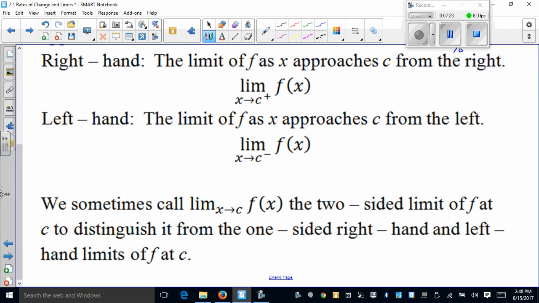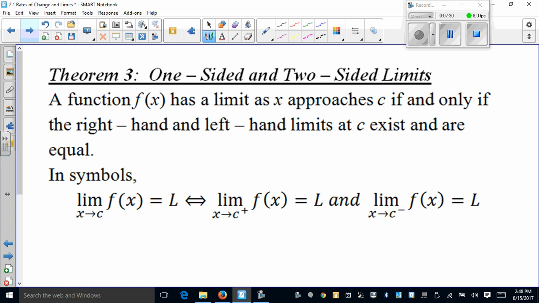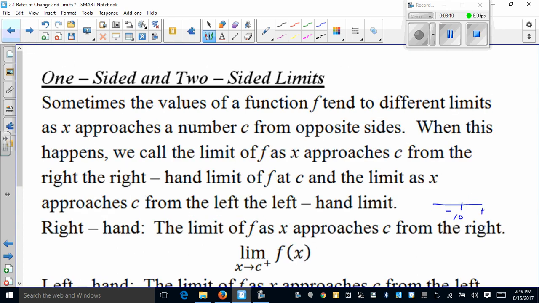Okay, so theorem 3, one-sided and two-sided limits. A function f of x has a limit as x approaches c if and only if the right-hand and left-hand limits at c exist and are equal. So the limit as x approaches c of f of x equals L, this is a symbol for if and only if, the limit as x approaches c from the right of f of x is equal to L, and the limit of f of x as x approaches c from the left equals L. Anyways, your left-hand limit equals your right-hand limit means the limit exists. So I can go back to this problem going, the left-hand limit does not equal the right-hand limit, therefore the limit does not exist.